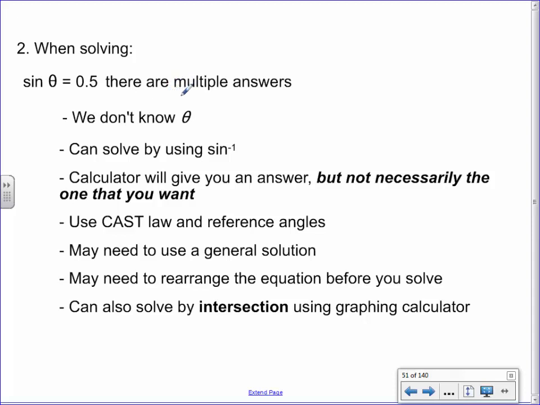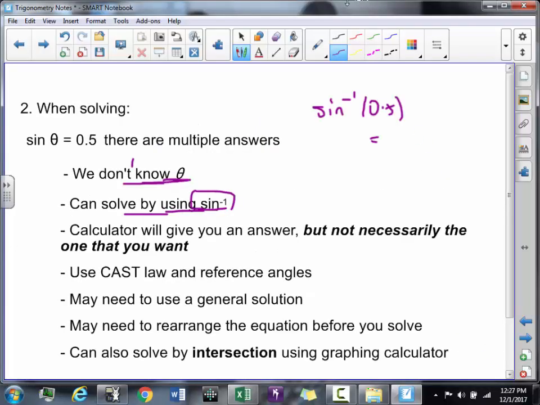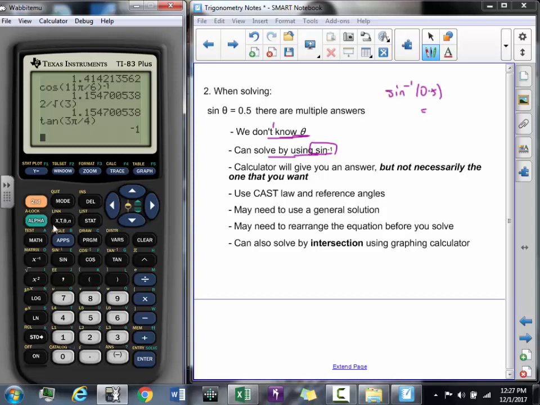And this is a huge dilemma, because since we don't know the angle, one of the things we can do is sine inverse. And you've already learned how to do this, I think, at some point in your lives. If you do sine inverse of 0.5, it'll give you an angle. So let me show you how to do that. I'm going to do it in degrees because that'll work nicer. If I go to degrees and I go inverse sine of 0.5, I get 30 degrees.